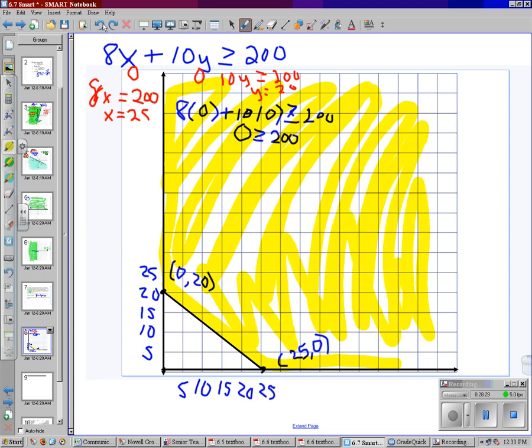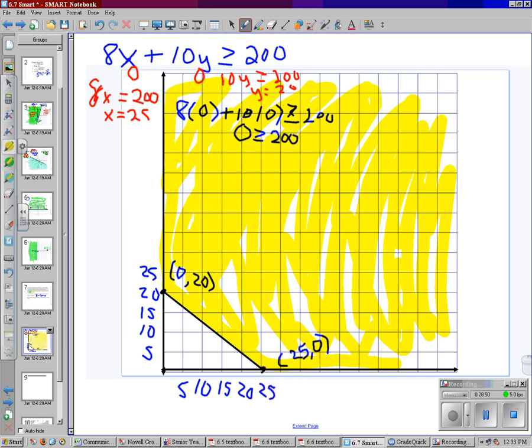What kind of numbers are sitting over in that second quadrant for me? Negatives. What kind of numbers are sitting in that fourth quadrant? Negatives. Can I have a negative number of hours of swimming and a negative number of hours of basketball? Absolutely not. So we stop at these axes here. And so just the points that are in this first quadrant are the points that I want to deal with.